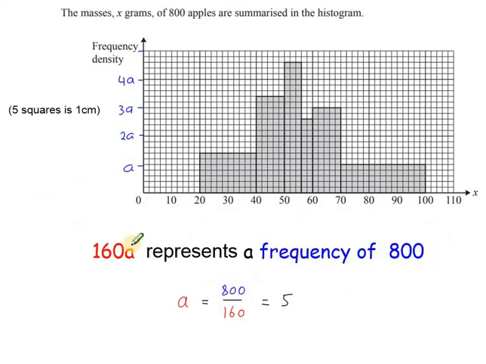So there was 160A altogether, which represents a frequency of 800. So 800 divided by 160 gives us 5. So A is equal to 5.